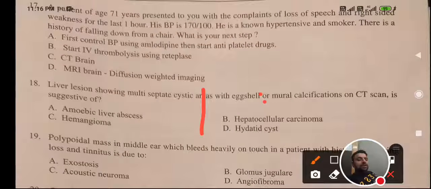Now, liver lesion: multiseptate cystic areas with eggshell or mural calcification on CT scan is suggestive of?